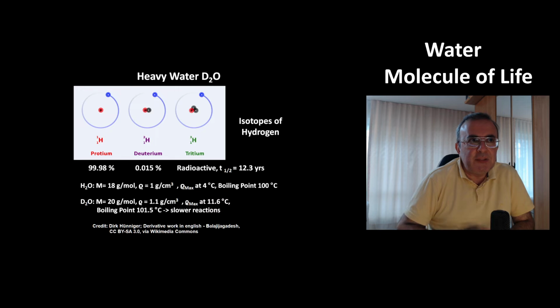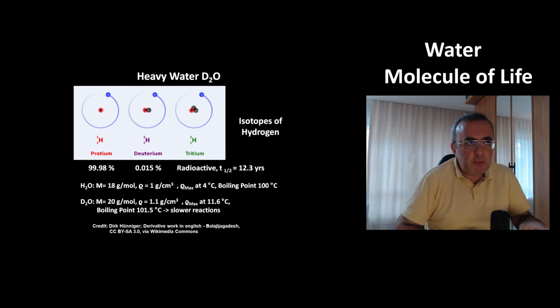But heavy water exists, and this is due to the fact that there are several isotopes of hydrogen. The most common is protium, 99.98%. Then the second is deuterium. It has one proton and one neutron in the core, 0.015%. And there are traces of tritium. This is radioactive. It has two neutrons in the nucleus and a half-life of about 12 years.